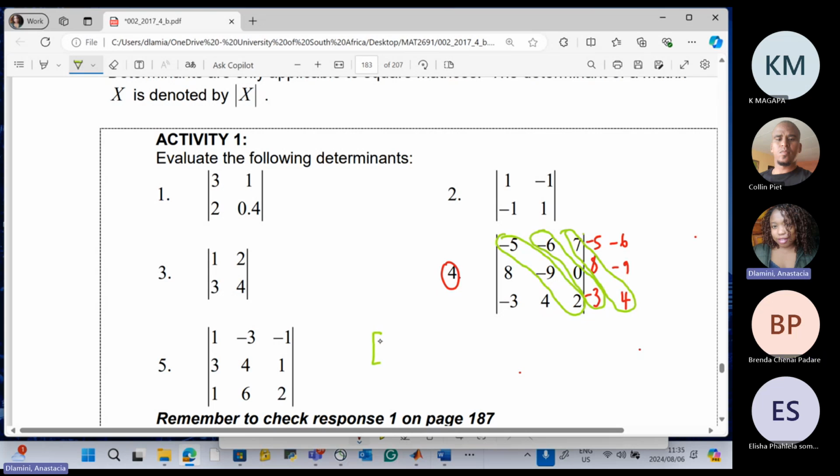So this is the green part. Then I said -5 times -9 times 2, plus -6 times 0 times -3, plus 7 times 8 times 4. Then I was done with that one.